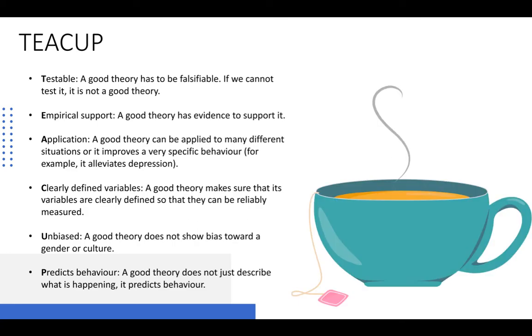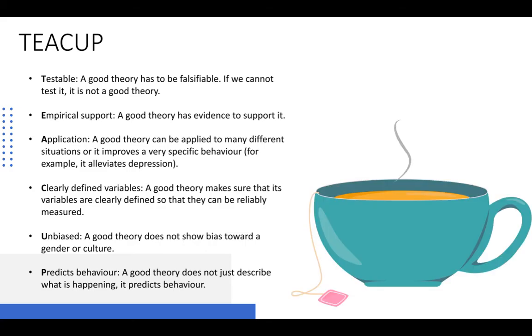Does your understanding of schema theory help you understand, let's say, decision making? Is it able to help? Are you able to predict decision making based on your understanding of schema theory? So that's the last point of TEACUP.